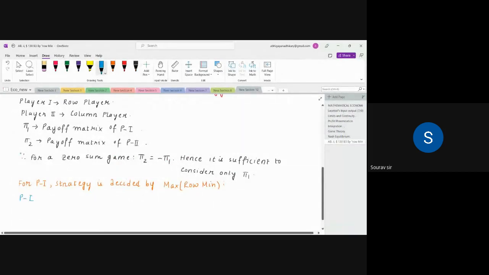Player one. So let me just write down for player one. I think the opposite one we need not repeat again. Player one knows that player two would always play a strategy that gives him the least possible payoff.